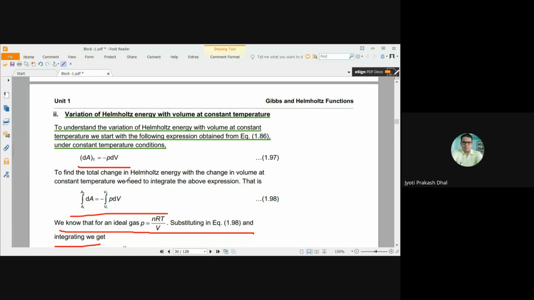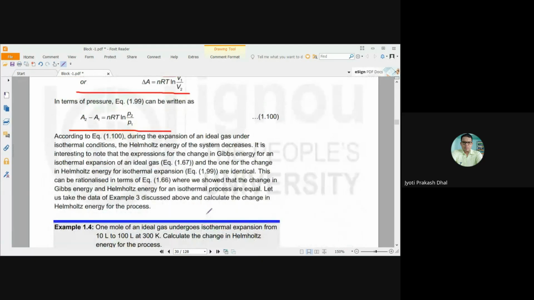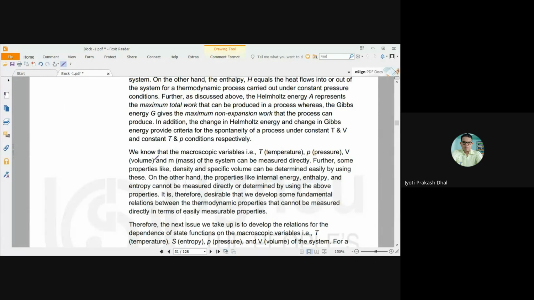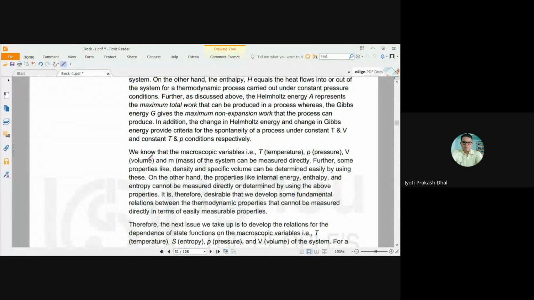And now coming to the variation of Helmholtz energy with volume at constant temperature. See, exactly similar type of derivation is there, whatever we have discussed in Gibbs free energy. Now coming to the next one, the Maxwell relationship. This one we will discuss tomorrow.